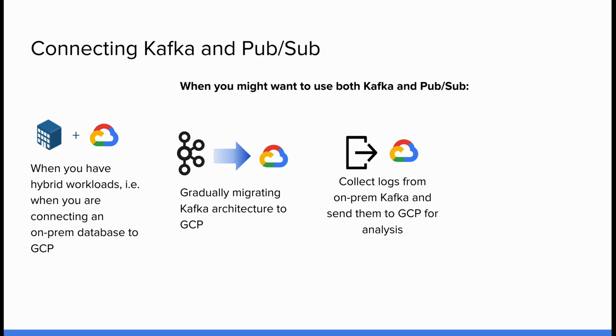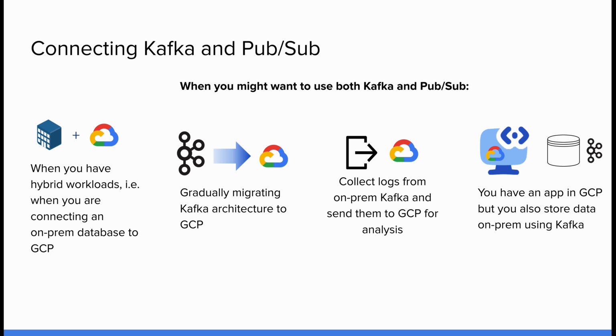And then finally, if you have an app running in GCP, but you still store data on-prem with Kafka, PubSub can facilitate communication between the two. In this case, Kafka continues to manage your on-prem data, while PubSub allows your GCP app to receive real-time updates or data streams. This setup ensures that even though data is stored on-prem, it can still be accessed and utilized by applications running in GCP.